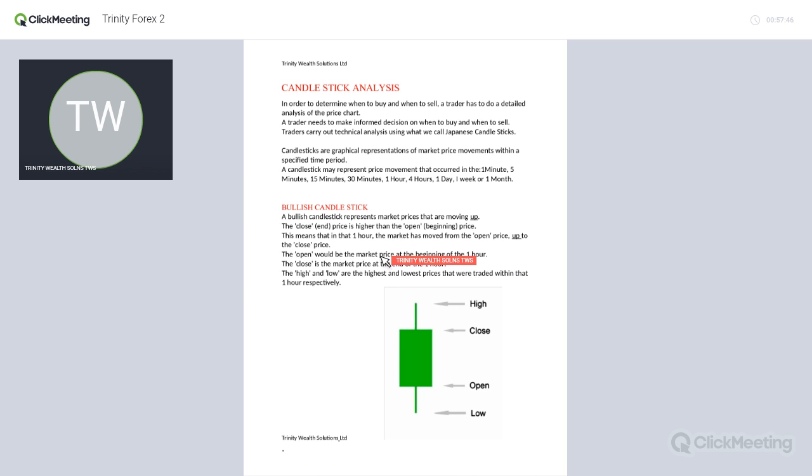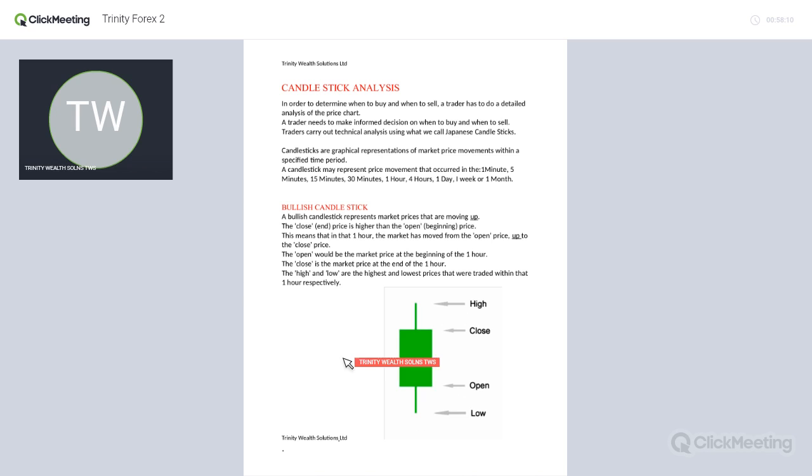So the closing price is higher than the opening price. For a bullish candlestick, the closing price will be above because it's bullish. When the market opened, the price started moving up, so it forms a bullish candlestick. So it closes above the opening price. Okay? And then the opening price would be the market price at the beginning of the 1 hour.